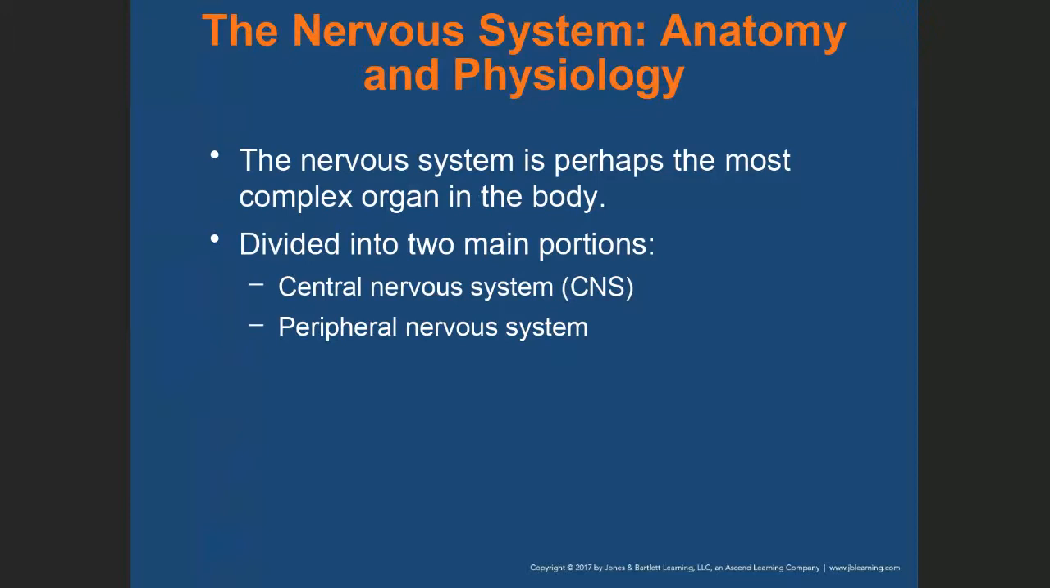All right, so it's not going to be very long, even though it's one of the most complex systems within the body. So the nervous system anatomy and physiology. The nervous system is perhaps the most complex organ or system within the body. It is divided into two portions. You have the central nervous system, which consists of the brain and the spinal cord. And then you have the peripheral nervous system, peripheral meaning away from the central unit, which consists of your cranial nerves and spinal nerves. We have 12 pairs of cranial nerves and 31 pairs of spinal nerves.